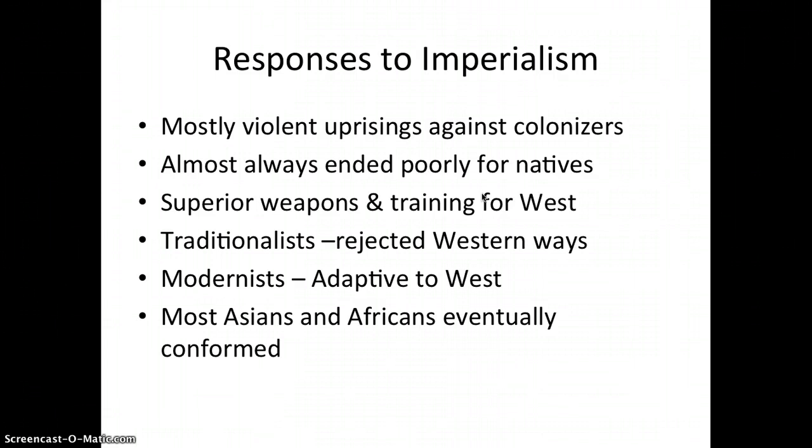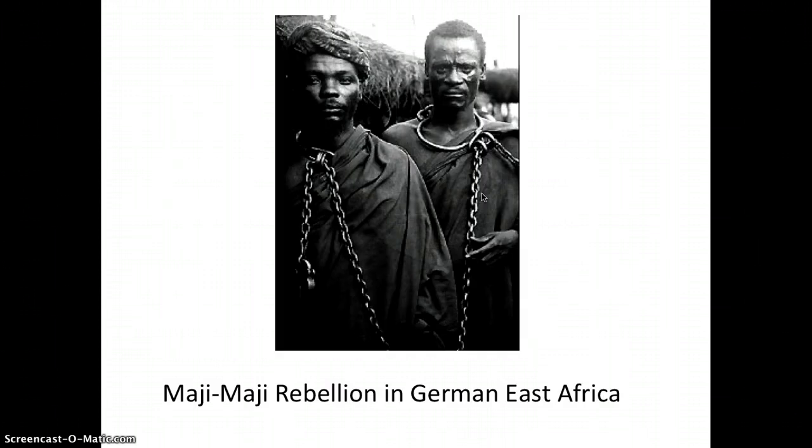Traditionalists rejected Western ways. Modernists said, let's adapt to the West. Most Asians and Africans eventually conformed to the imperial presence, but there were definitely resistors. For example, in German East Africa, we had the Maji Maji Rebellion, and these are two men who were captured during that, and you can see they're literally in shackles, they're in chains.